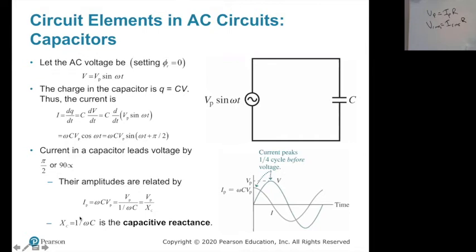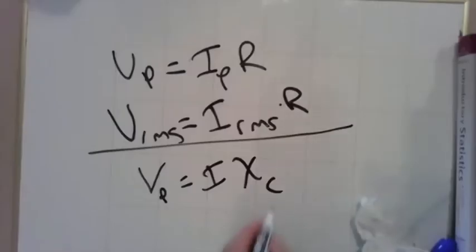This is one we want to write down. So I'm going to write it in a different version. I'm going to write it like Ohm's law. So this is V equals I chi C, where this is called the capacitive reactance.